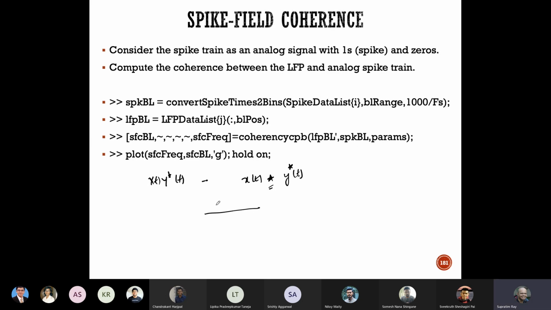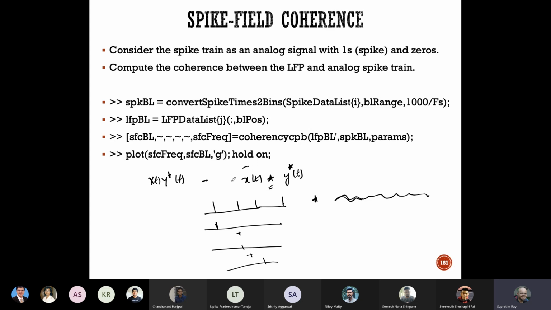Now, when you have a spike train, which is a bunch of delta functions, and you convolve it with an LFP signal, essentially for each of these spikes, it's just this plus that, and so on. Convolution, because of the shifting theorem, will just give you a segment of the LFP centered on the spike. And you do that for each of these spikes, and this spike train is just the sum of those.